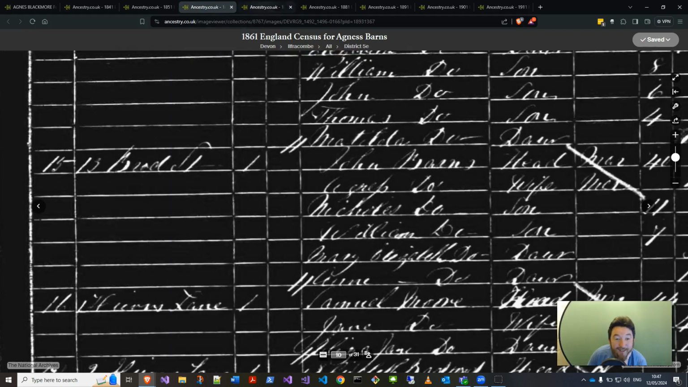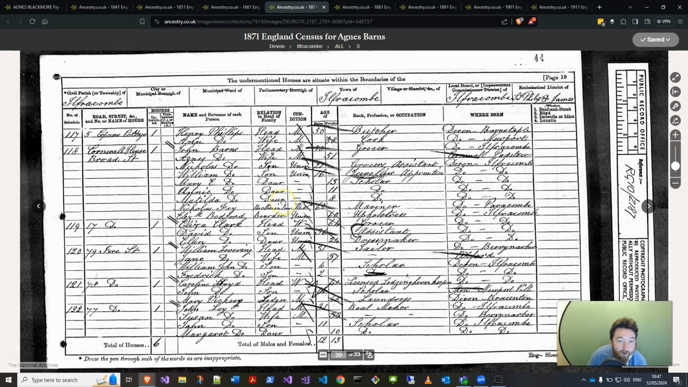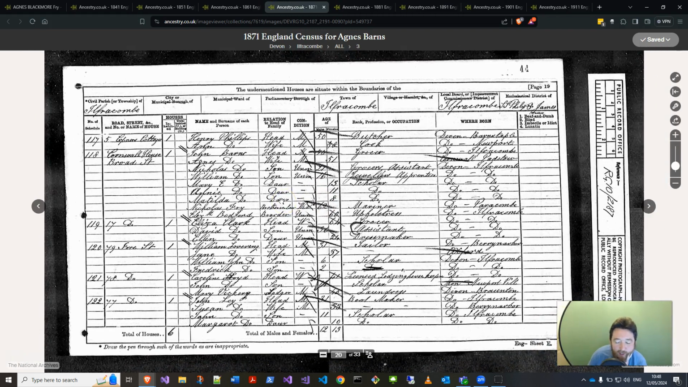Okay, on to 1871 then. Let's see what we've got. Now, so much clearer, isn't it? Again, there's variation between each one, but this one looks so much clearer. Okay, let's kind of gloss over the top. They're very similar, not much difference there, and we've got pretty much the same.